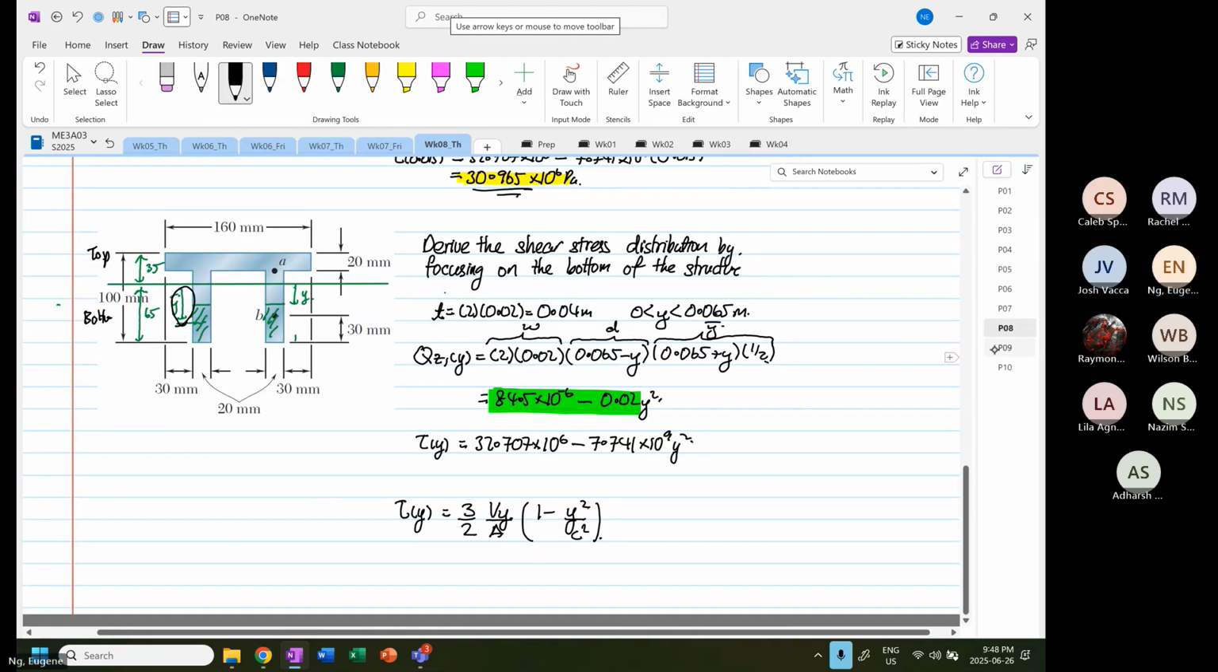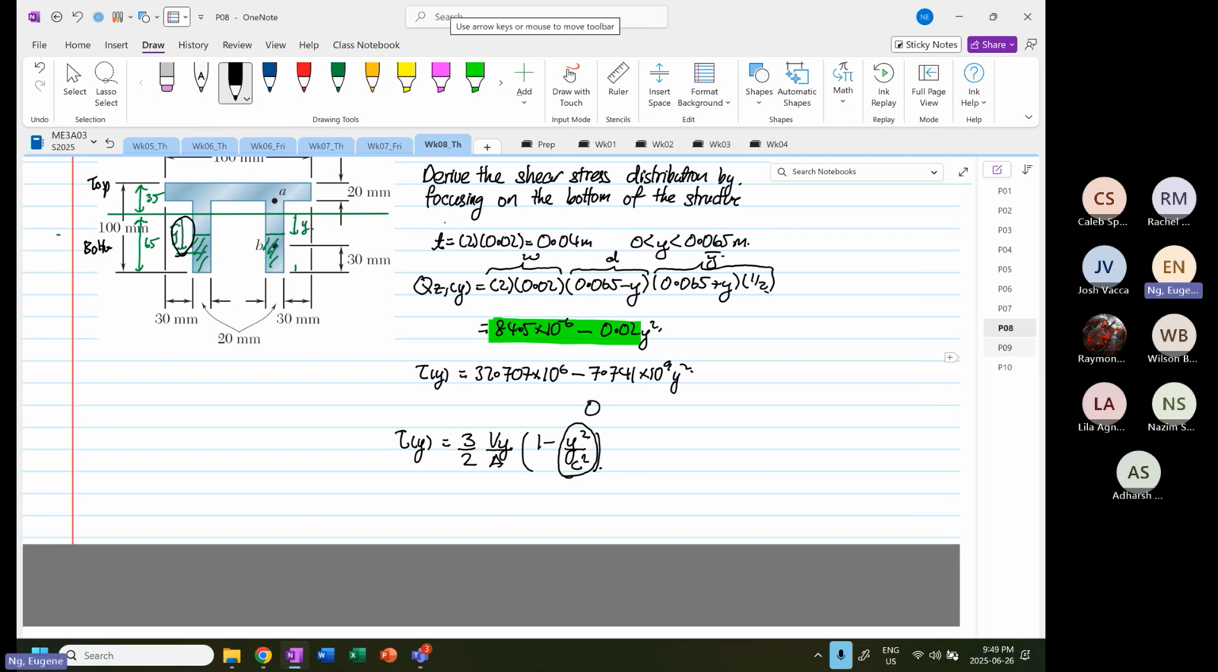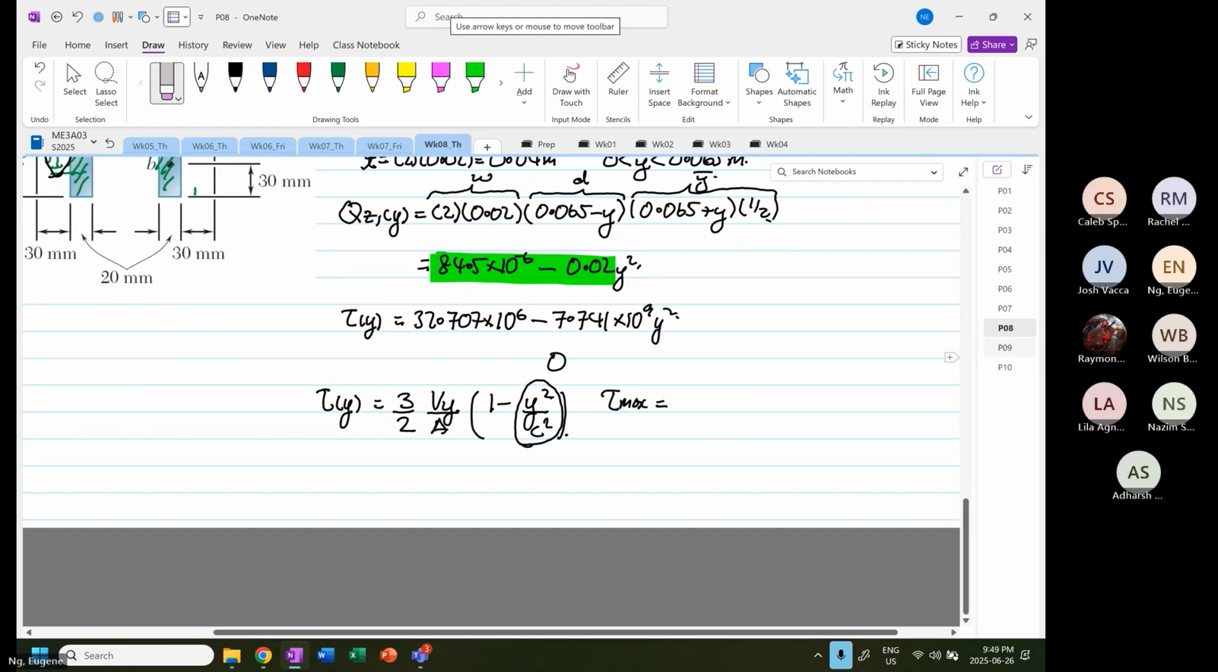So now we know, right? This equation is at its maximum if this is equal to what? 0. So tau max should be equal to 3 over 2 Vy over A. Okay. So we have 3 over 2. Okay, let me write properly. I don't want to rush. Okay, Vy over A. When I rush, that's where stupid things happen. So this is 3 over 2 times 90 times 10 to the power 3.